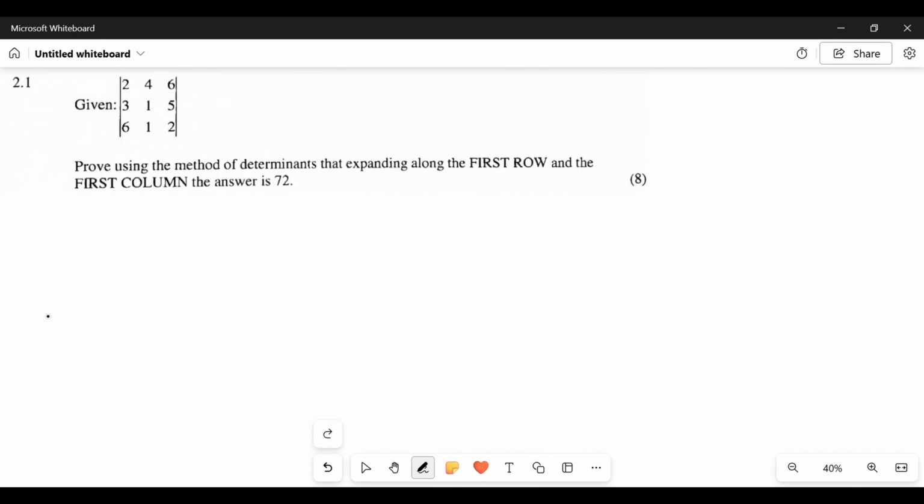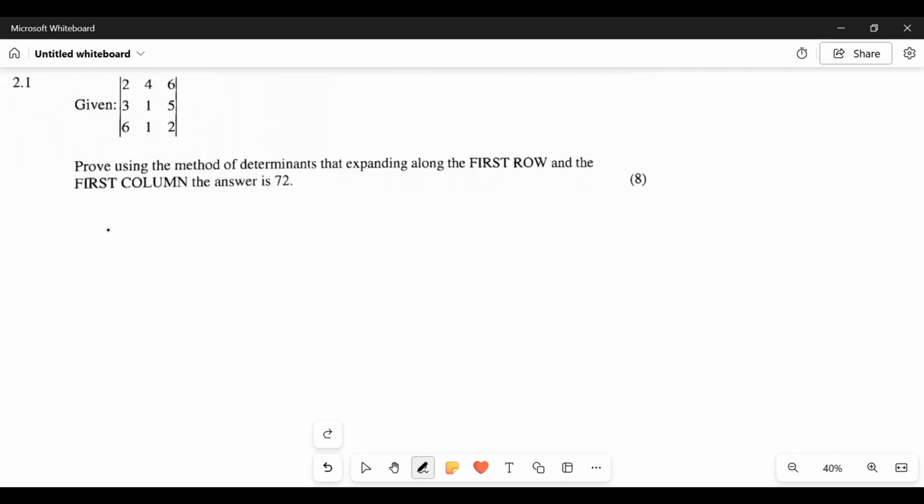All right, we just copied 2.1. Now we are given the matrices here, which is a 3 by 3 matrix, and then we have the statement underneath. Let's read the statement and see if we are able to solve this. The statement goes like this: prove using the method of determinant, expanding along the first row and the first column, that the answer is 72. So the question here is to prove. They want us to prove using the first row and the first column that the determinant of this matrix is going to be 72.